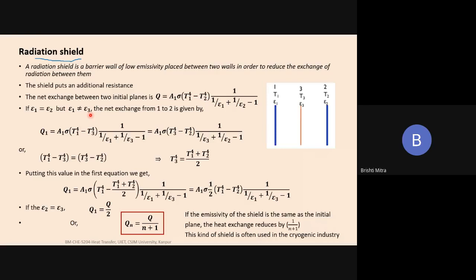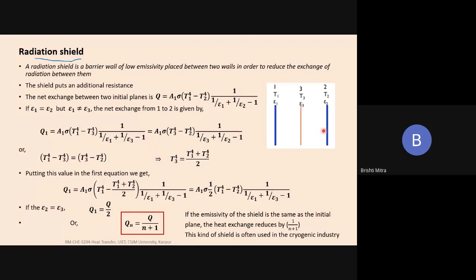If you're talking about the net heat exchange between 1 and 2, we break it up as from here to here and then from here to here. So the heat exchange between this blue plate and this orange plate, that means 1 and 3, we can write as A1 sigma T1 to the power 4 minus T3 to the power 4 divided by 1 over epsilon 1 plus 1 over epsilon 3 minus 1, because the second body is body number 3.